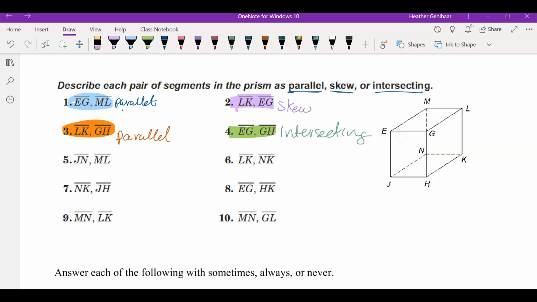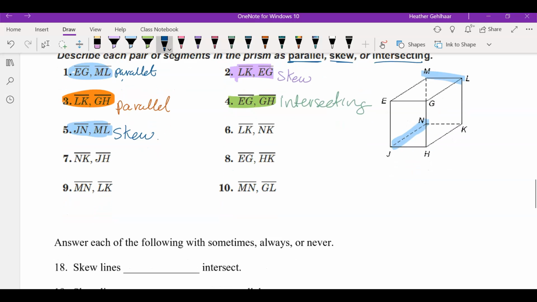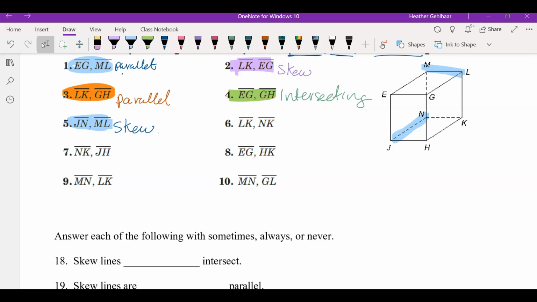All right. I'm going to do one more here. So JN and ML. Okay, so those two are on separate planes, as we can see here, and they're not going to intersect, so they are skew. Okay, so I'm just going to leave those ones. If you'd like to try them, go ahead.